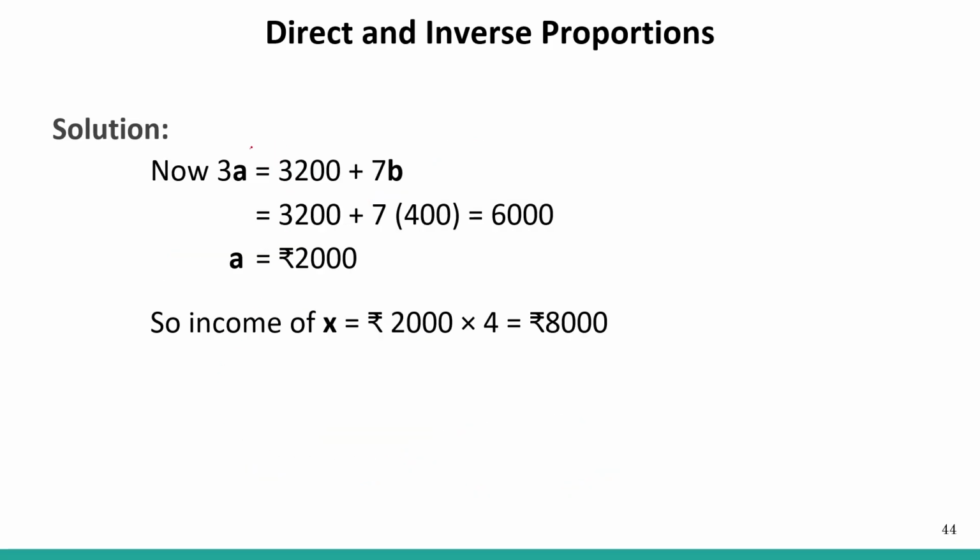Now 3a is equal to 3200 plus 7b. So this will be 2000 rupees in total. So the income of x will be what? 2000 into 4, because it is 4a, right? So it will be 8000 rupees.